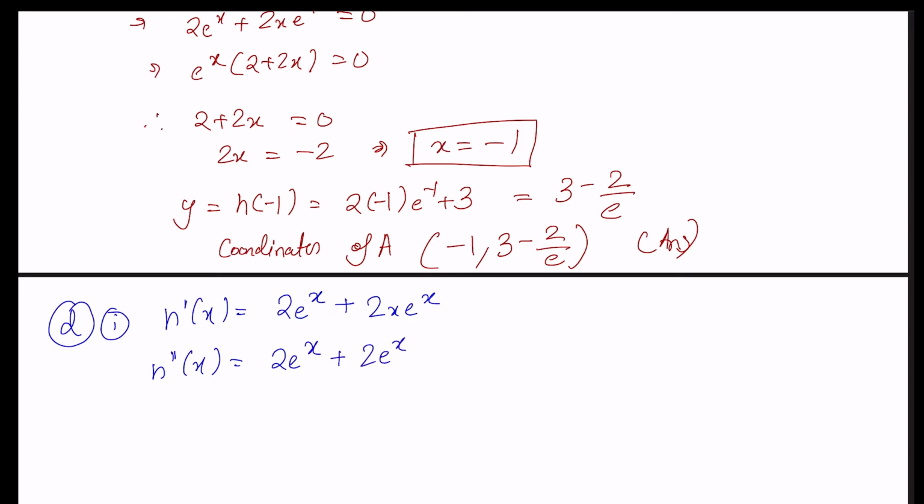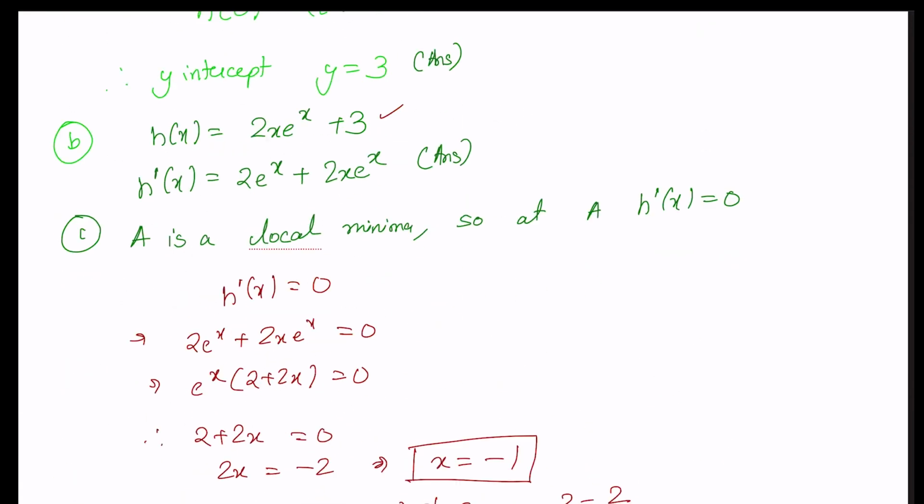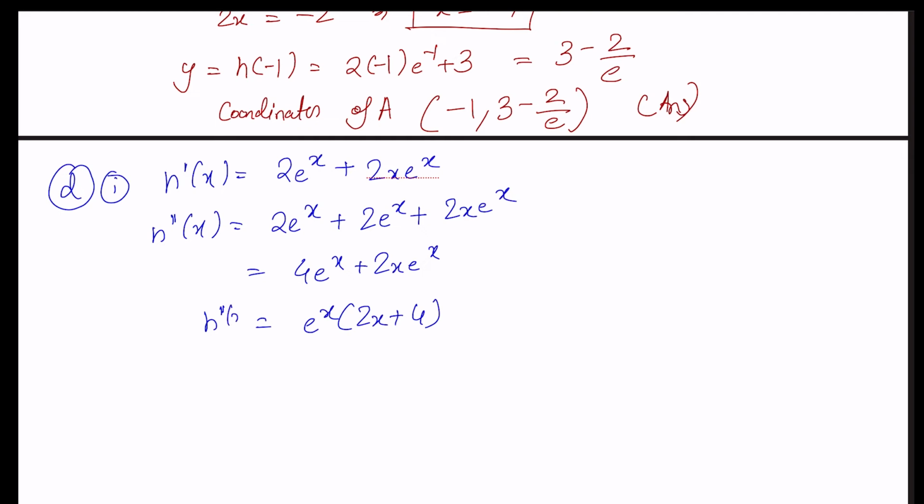First I'll differentiate x, keeping e to the power x constant. Then I'll keep x constant and differentiate e to the power of x, which will again give me e to the power of x. This gives 4 e to the power x plus 2x e to the power of x. If I take e to the power of x common, we'll get 2x plus 4, right? So we have to prove this. 2x plus 4 times e to the power of x, it looks like the same. So hence we have proved it.